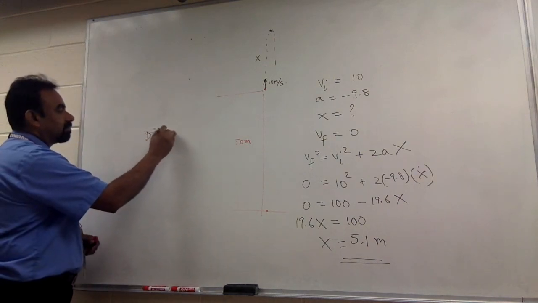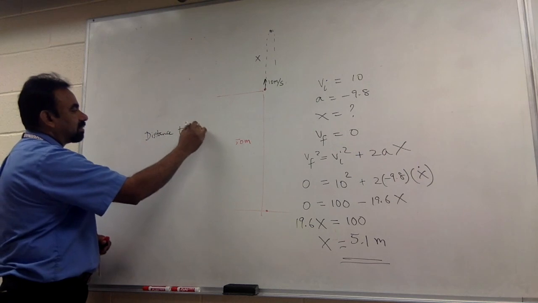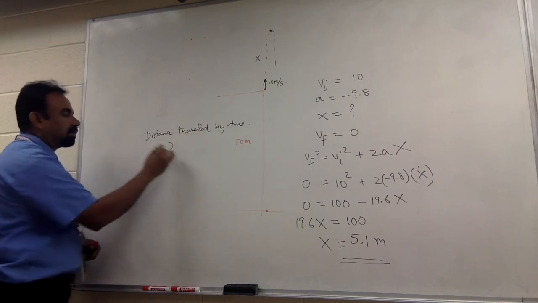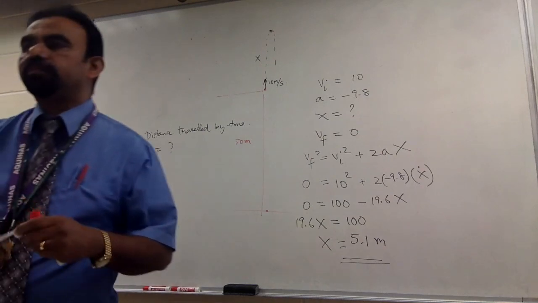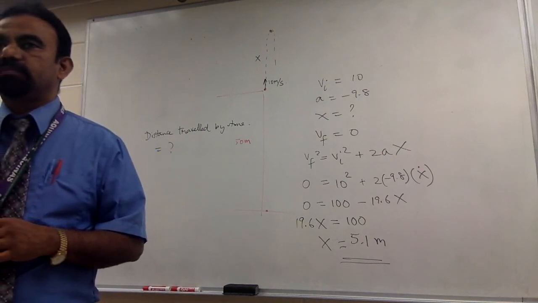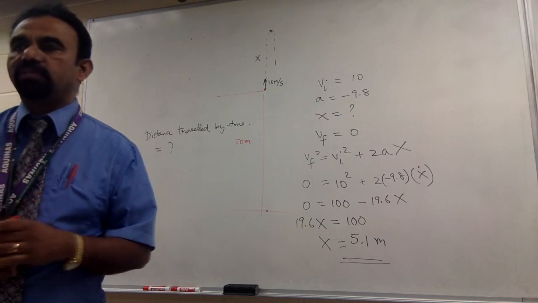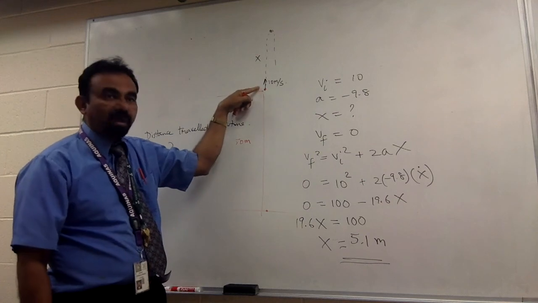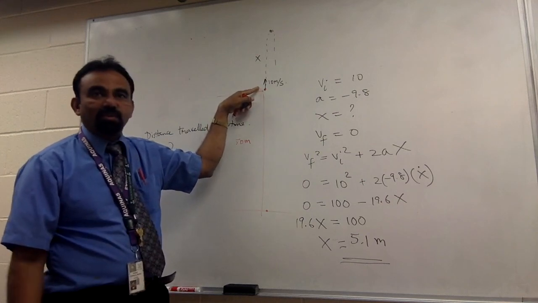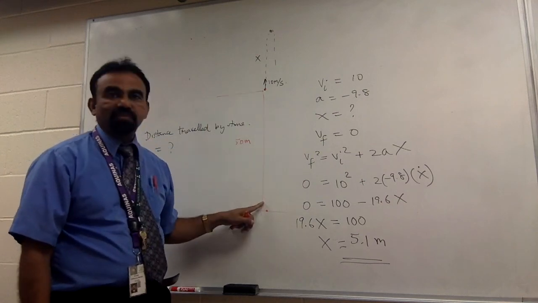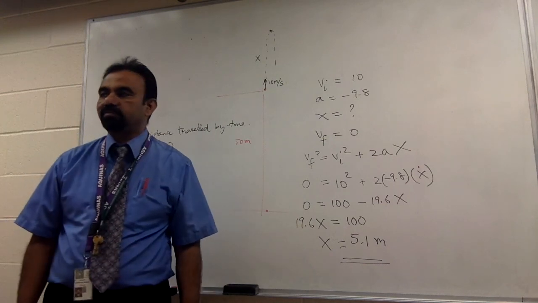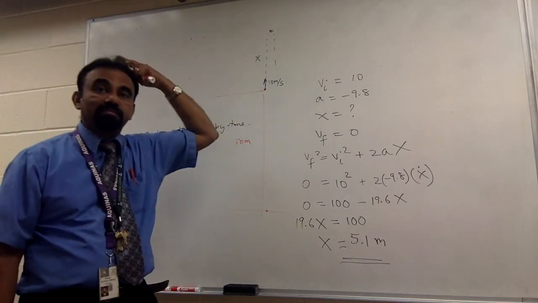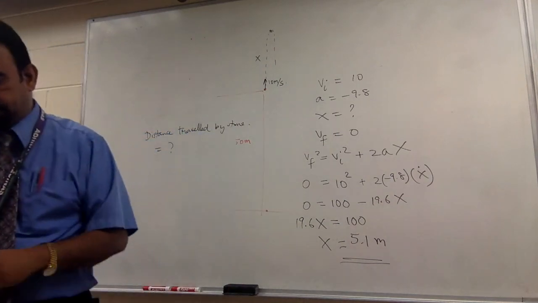Distance traveled by the stone. What is that? 60.2. How do you do it? It's 5.1 going up, 5.1 coming back here, so it's 10.2, and then from there to there is another 50, so 60.2. You get it? So to find the total distance, you need to know how far it went up. So that's how you do it.